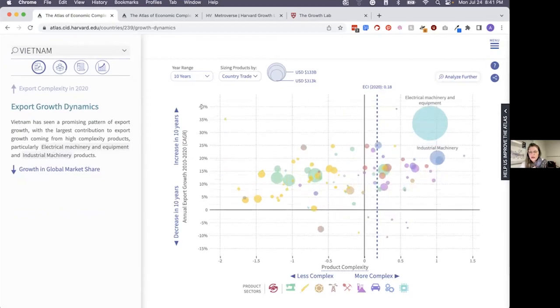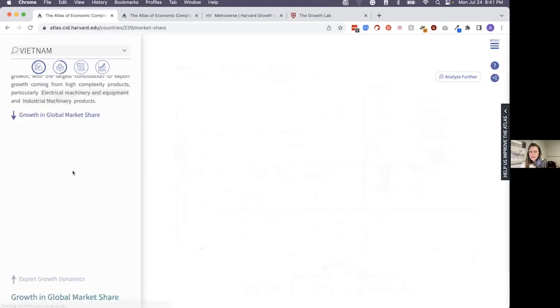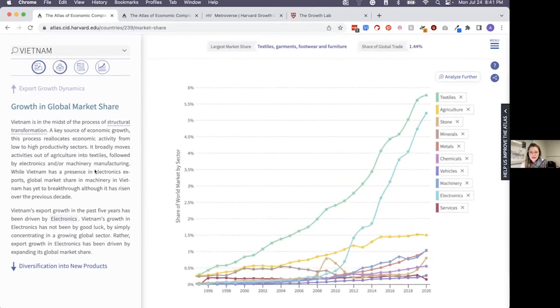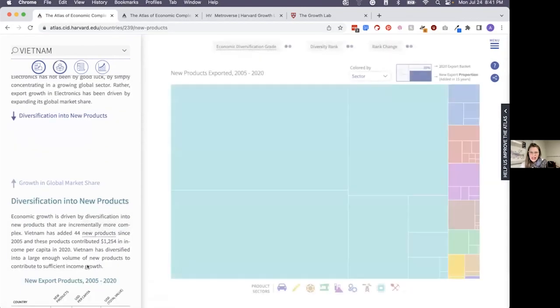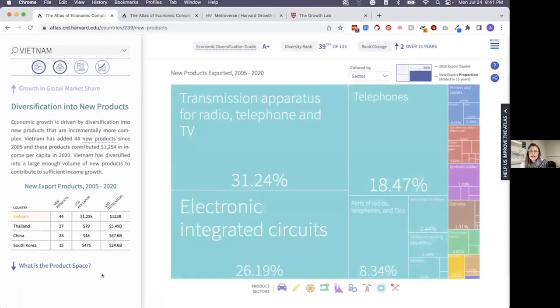So what's driving growth in a country? I talked about global market share in Atlas Explore. You'll see that here again. Another very important dynamic we like to see in countries is, of your export basket, how much of that is new products? In the case of Vietnam, it's a huge proportion. So here's a little legend up here at the top. We're showing the 2020 export basket. That's what you're seeing in the previous tree map. And 39% of that export basket are new products added in the last 15 years. Okay, so that's a huge proportion.